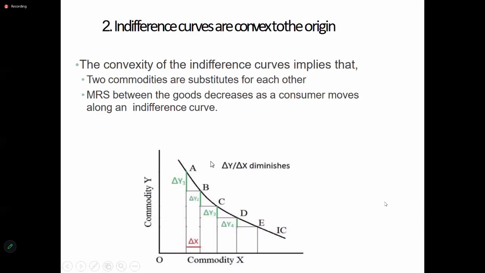But if it's concave, like you may remember the production possibility curve, okay, like this, we can't draw it like this, because here diminishing marginal utility is also there if we consider the cardinal approach. But the ordinal approach is what we are discussing about indifference curves.